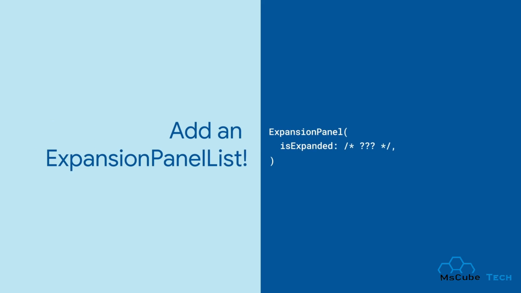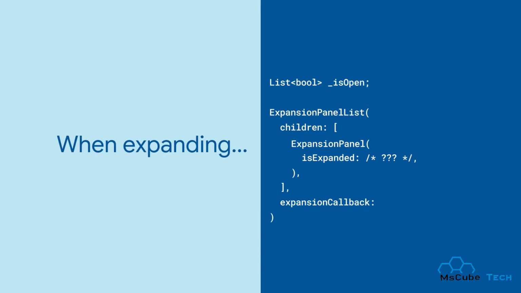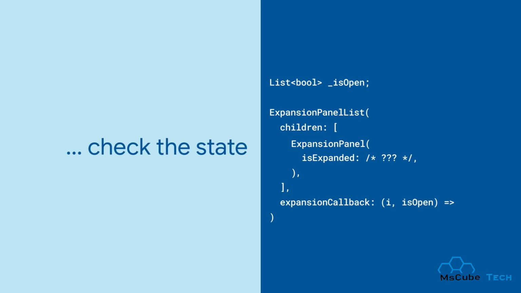But what to do with this flag? Well, expansion panels almost exclusively appear as children of ExpansionPanelList. Here we can maintain a list of which panels are open and use ExpansionPanelList's expansionCallback parameter to update them. This callback takes in the index of the panel that's just been tapped and whether it's currently open or not.